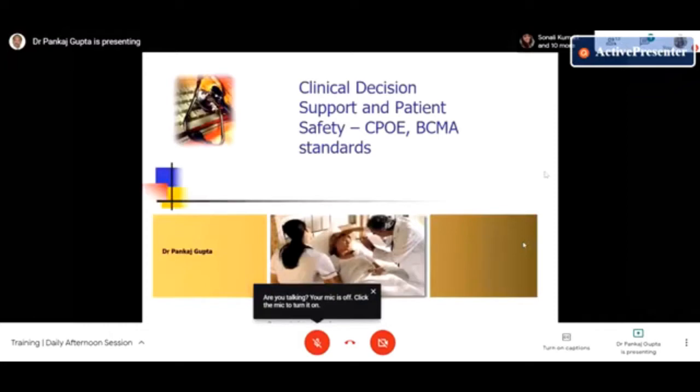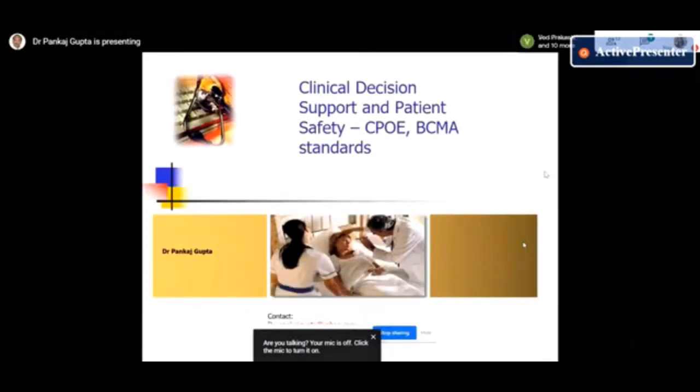So the topic for today is CPOE and BCMA. These are high-level concepts. Most of you would not have heard or seen CPOE and BCMA in this part of the world because the implementations of CPOE and BCMA are very few in emerging markets. Most of it is in the developed world. But it's important to understand what CPOE and BCMA is and why it is so high on the hierarchy in terms of the maturity model.